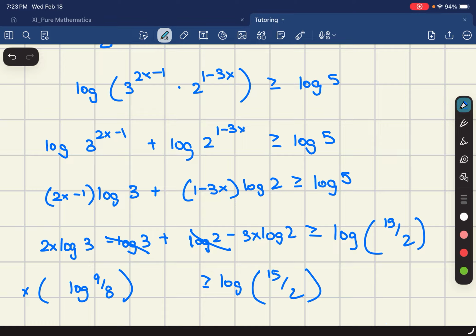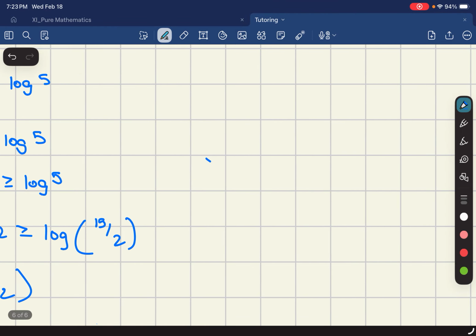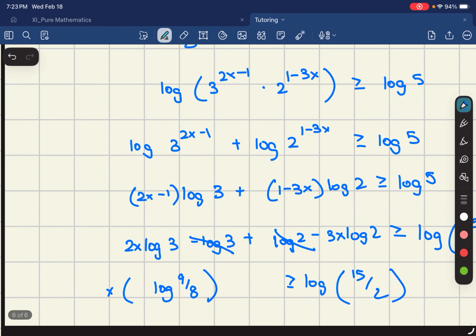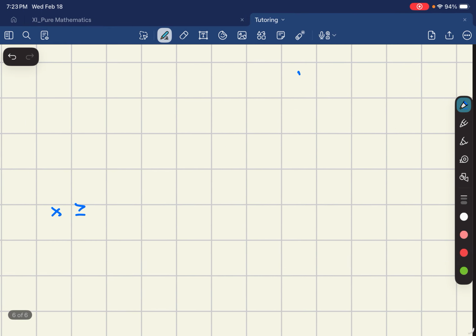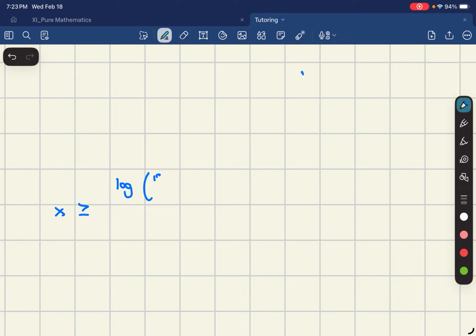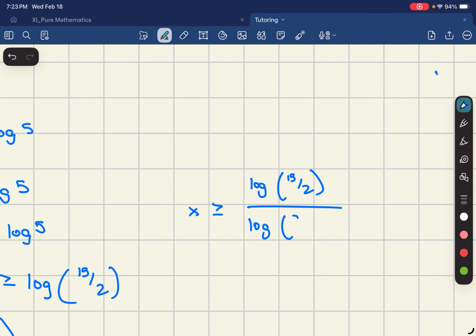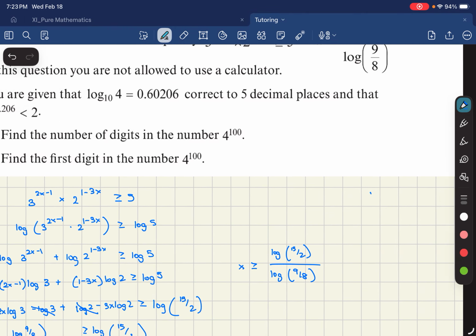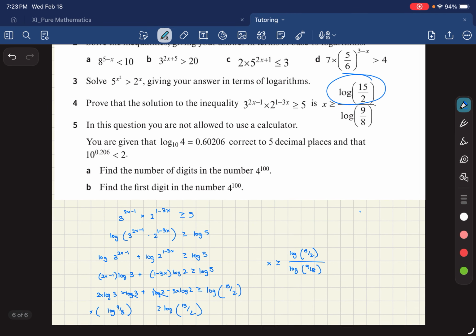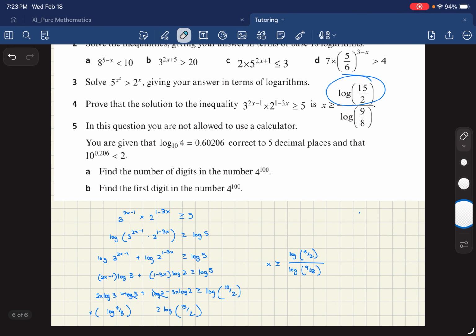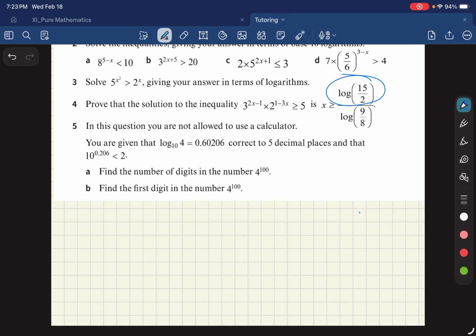And 9 over 8 is bigger than 1, so this is positive. So we can divide by log 9 over 8 on both sides. So our answer is x is greater than or equal to log 15 over 2 divided by log 9 over 8. And that is exactly what the question has asked us to prove. So you can rewatch that explanation and think it over on why this is how you can prove it.